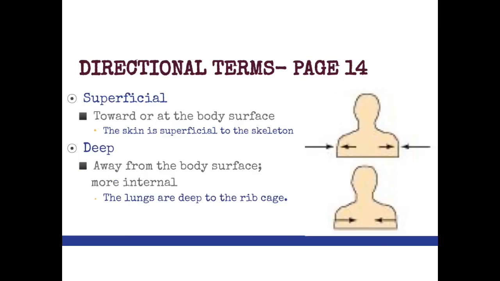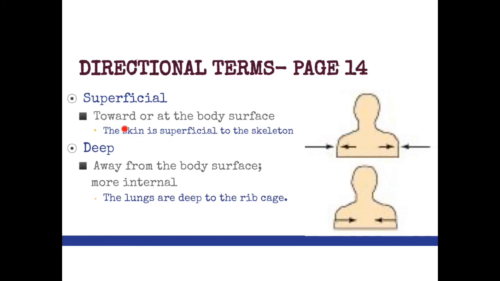And then our last two directional terms are superficial and deep. So superficial means toward or at the surface of the body. So good example or good statement here, the skin is superficial to the skeleton. So the skin is right at the surface of the body, where the skeleton is more deep, more internal.